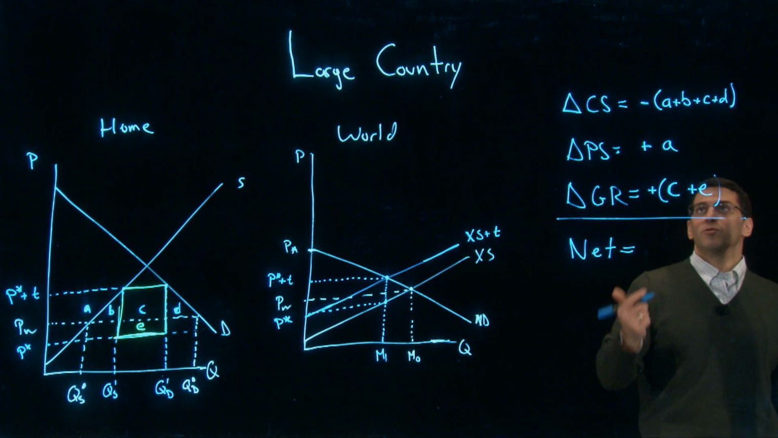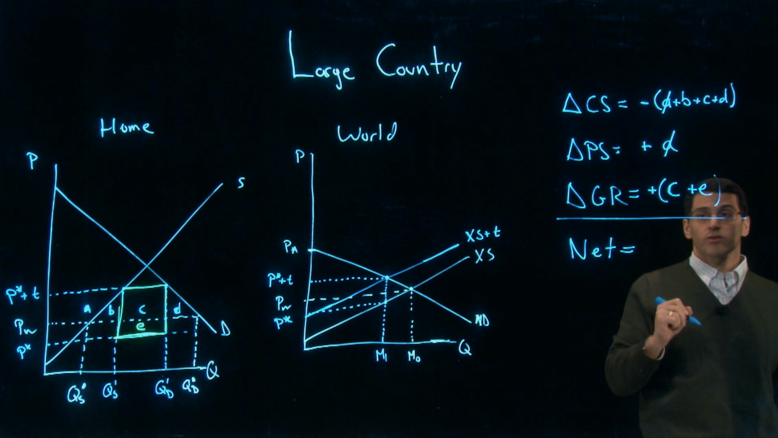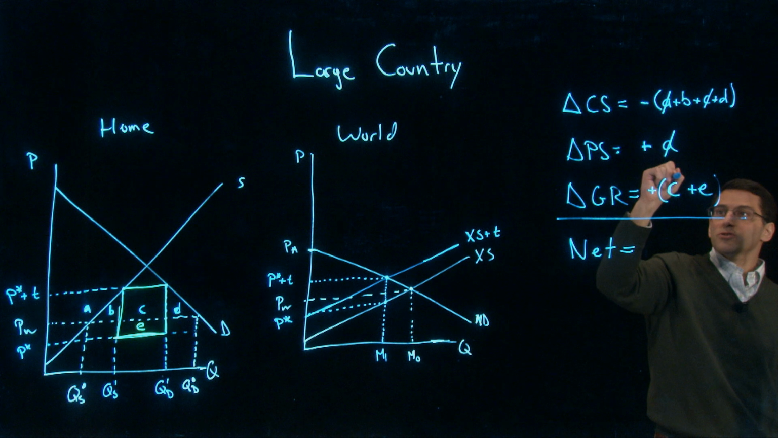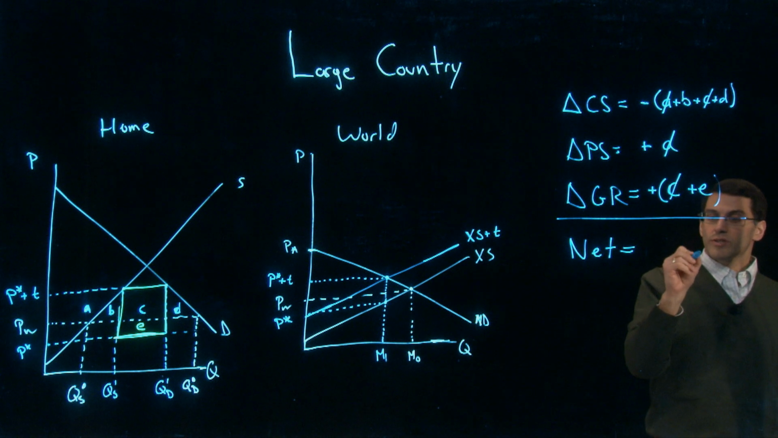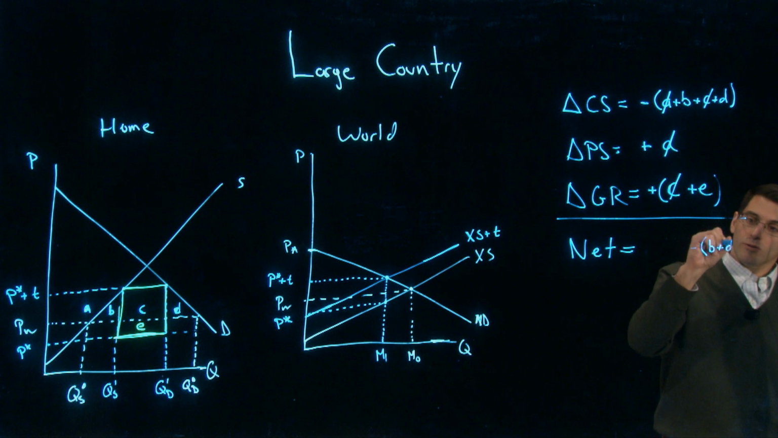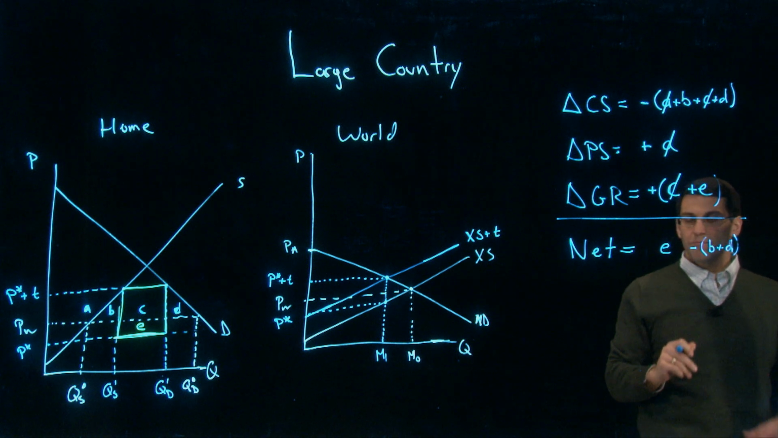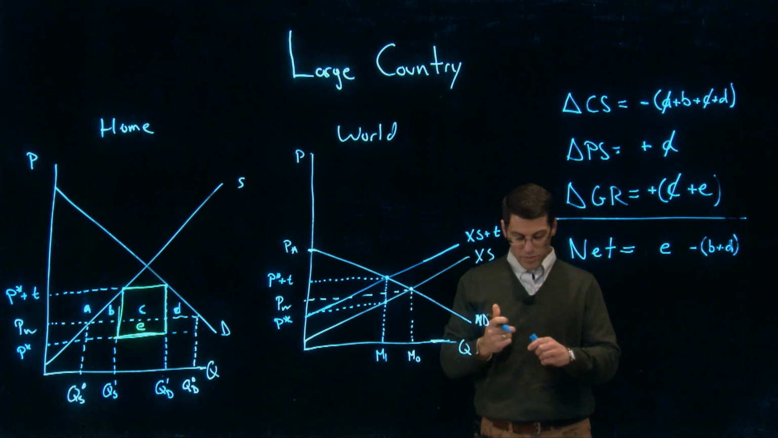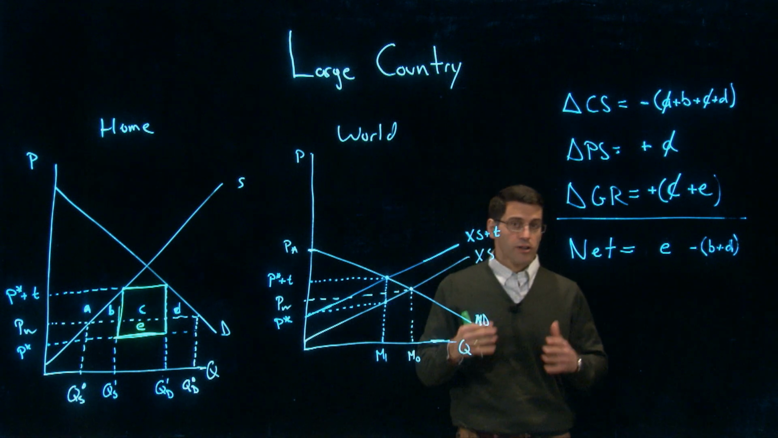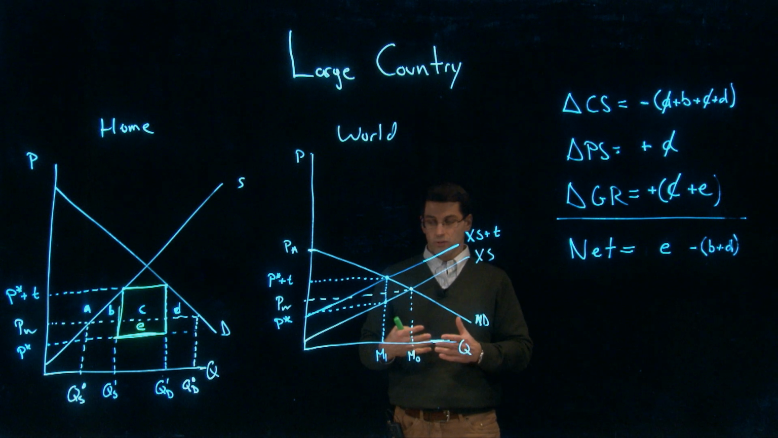So what's the net effect? Well, A is, once again, a transfer from consumers to producers. C is a transfer from consumers to the government. We still have our deadweight loss components, our B and D. But we also have this part E here. Right? E is the part of the government tariff revenue that is not coming at the expense of domestic consumers. So from the home country's perspective, that piece is net gain.